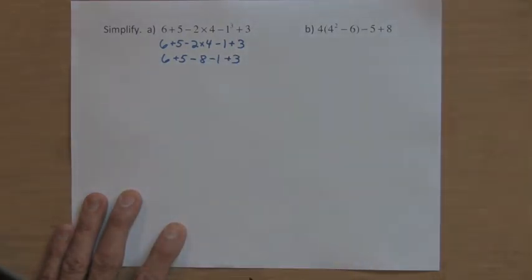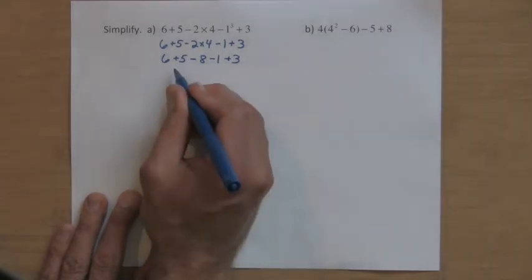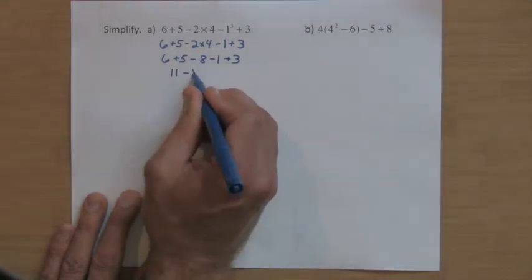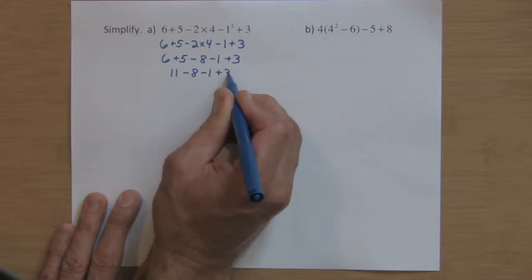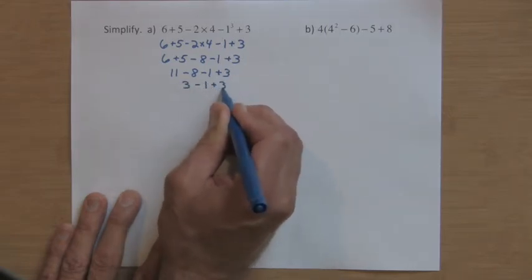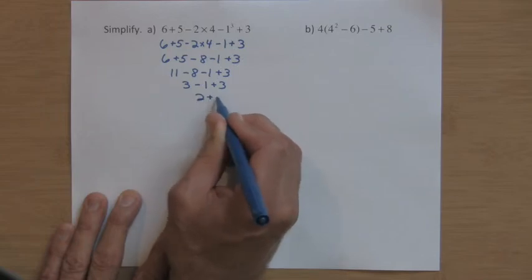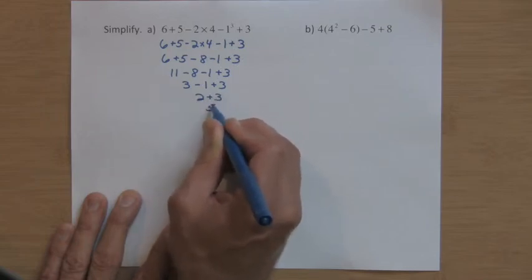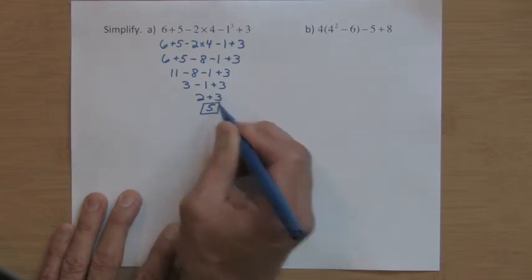And now we have only adding, subtracting, so from left to right. 6 plus 5 is 11. Minus 8 minus 1 plus 3. 11 minus 8 is 3, so we have 3 minus 1 plus 3. 3 minus 1 is 2. 2 plus 3 is 5. And there is my simplest form answer.